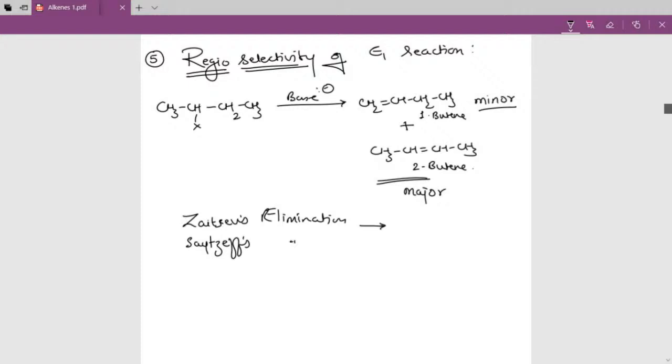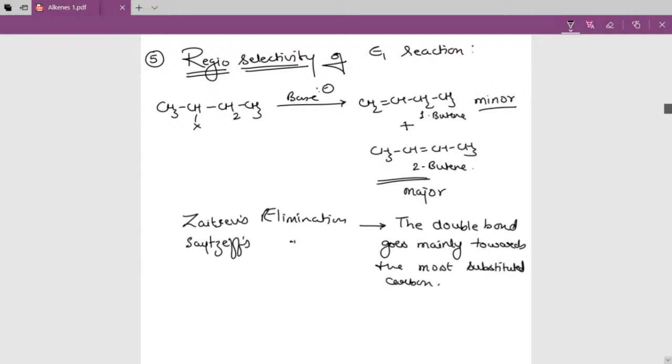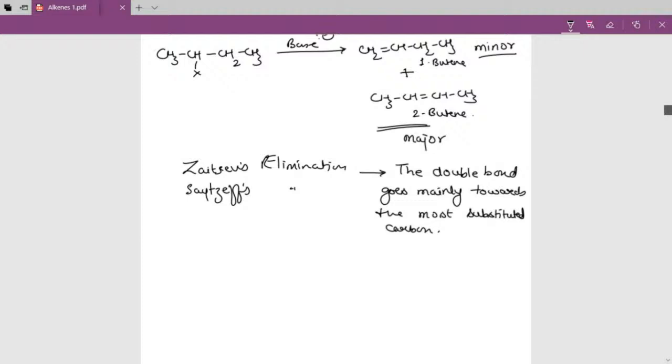Okay. So I can say that this rule states that the double bond goes mainly towards the most substituted carbon. Then it is Zaitsev. Okay. Of course, this rule may have certain exception conditions, but this is the general major.